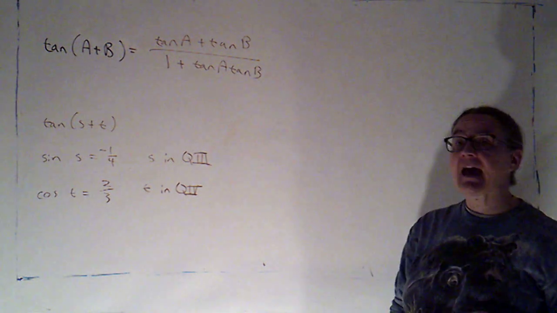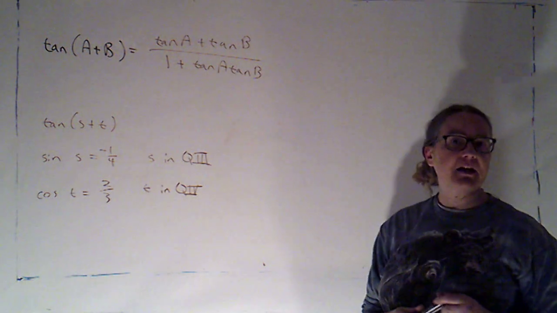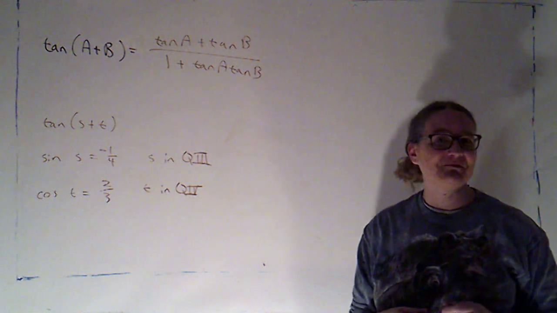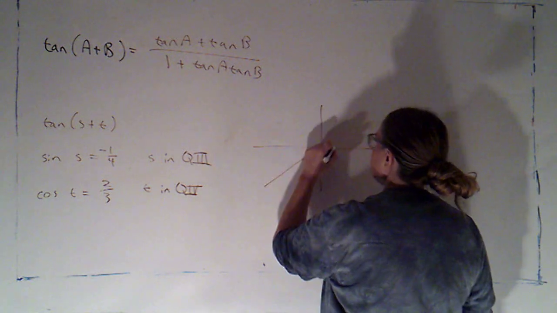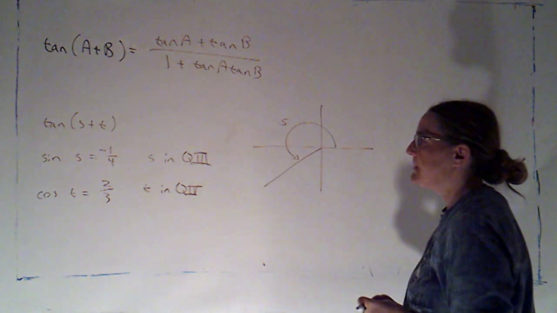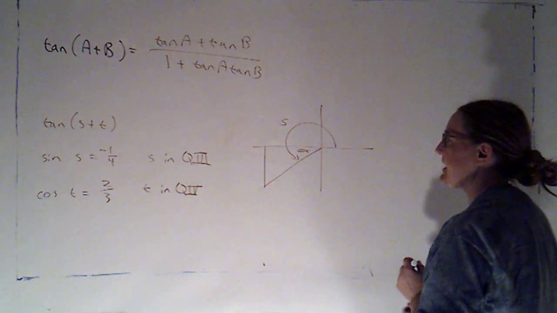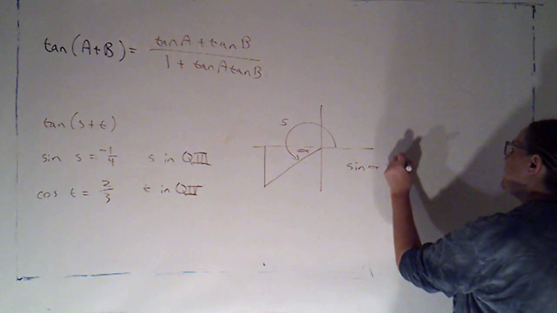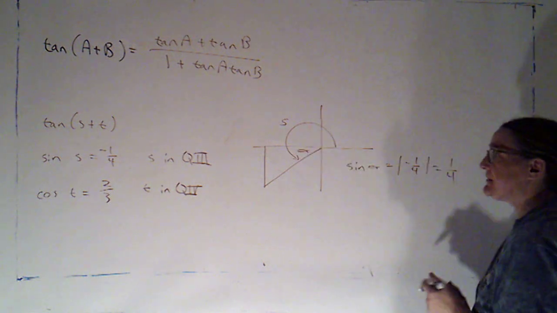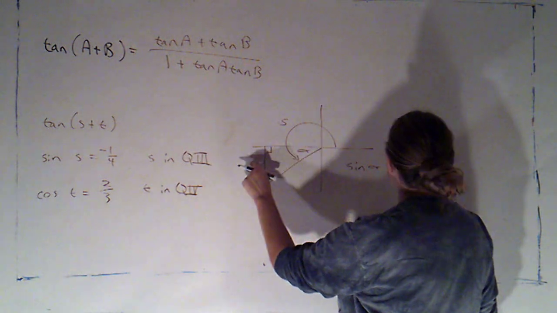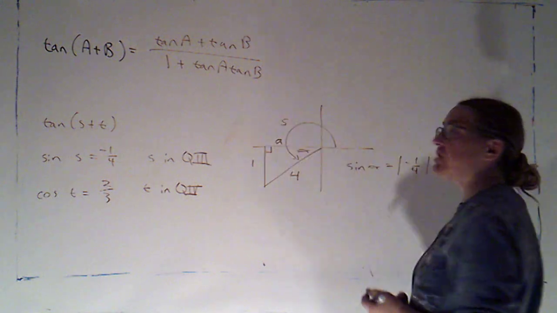So I'm going to need to use that information to find tangent of s and tangent of t, because that's what I'm going to need to plug into the formula, just using s's and t's in place of a's and b's. Okay, so let's draw ourselves a picture. So s is in quadrant 3, and we're told that sine of s is negative 1/4. So if alpha is my reference angle, I know that sine of alpha is the absolute value of that, so it's just 1/4. So I'm going to label the sides of this nifty right triangle, opposite 1, hypotenuse 4, so that I've got that, and now I can solve for the adjacent side.